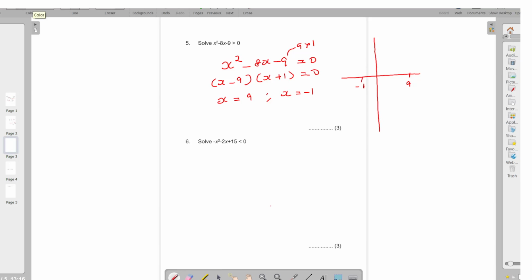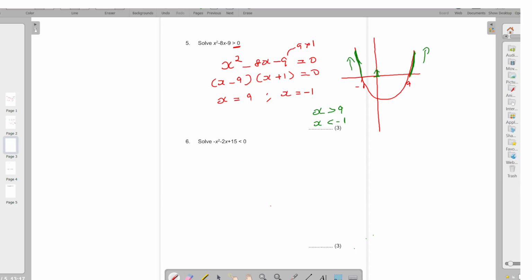So we're going to draw the graph again. The graph is going to be sketched like that. So we want to find the greater than. So which part is greater? This part is greater, above 0. So the part of the graph that we're going to highlight is this part, this direction. So the inequality, we could say x is greater than 9 and x is less than minus 1.